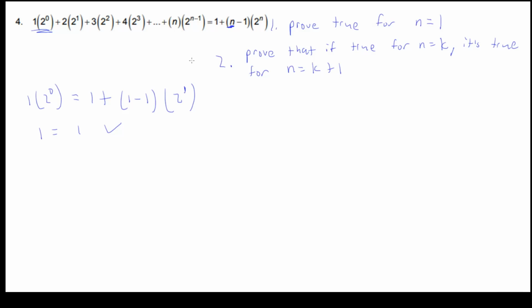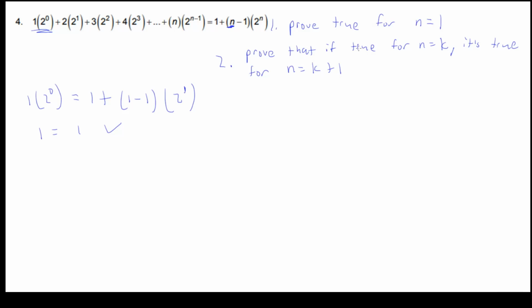Okay, the second step is to prove that if it's true for n equals k, k being any integer, it's also true for that integer plus 1. So basically, if we can prove both of these, then we can prove that this works for everything. Okay, so let's move on to the second step.